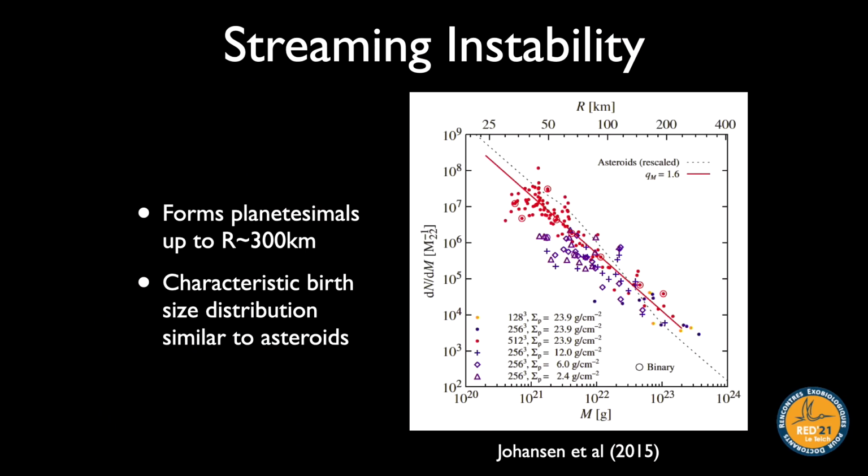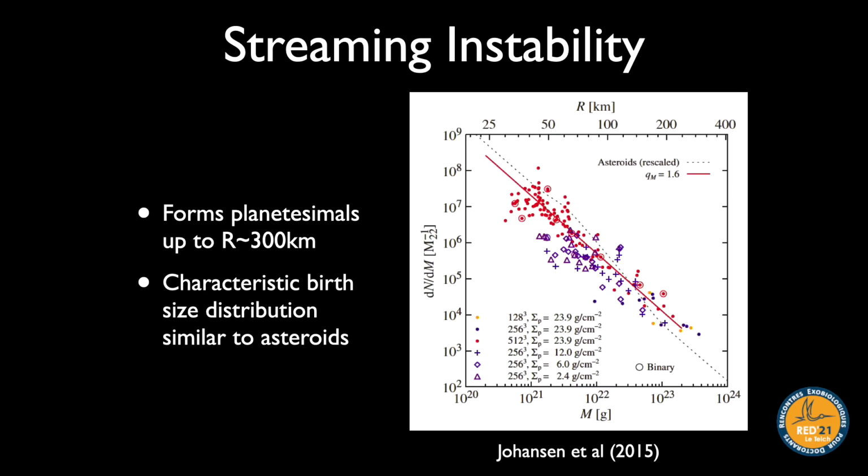And so this plot here is showing the outcome of simulations of the streaming instability. What it's really showing is that by analyzing this type of simulation, it looks like objects as large as several hundred kilometers in size can form. That's as big as the biggest asteroids, basically. The biggest asteroid, Ceres, has a radius of about 500 kilometers. So this is up to almost the biggest asteroid.